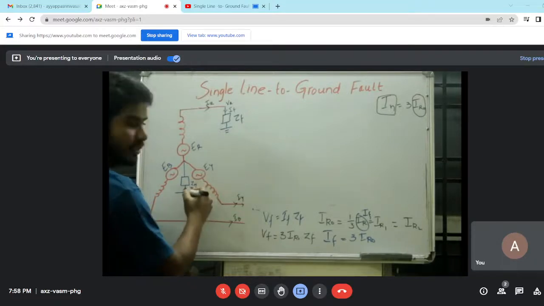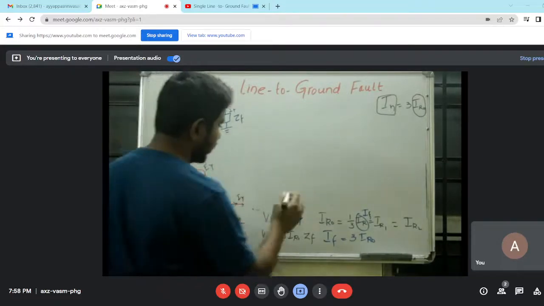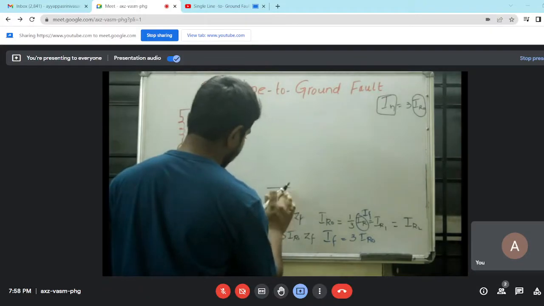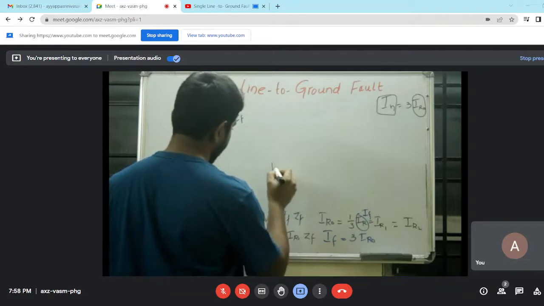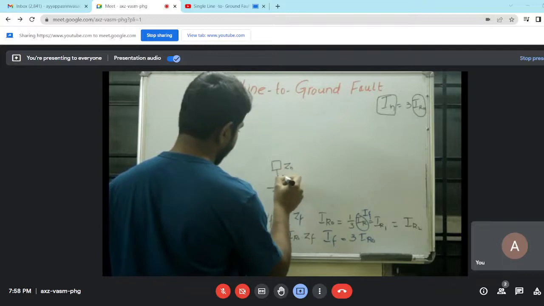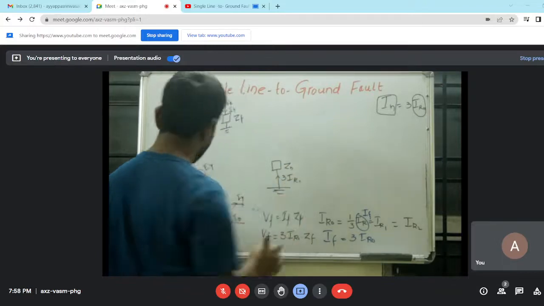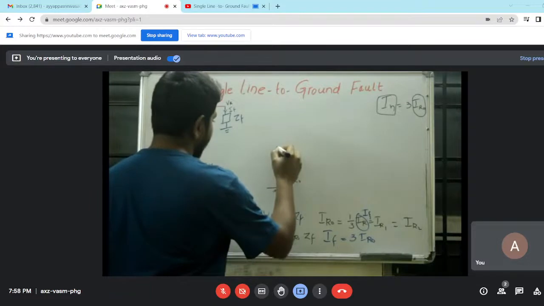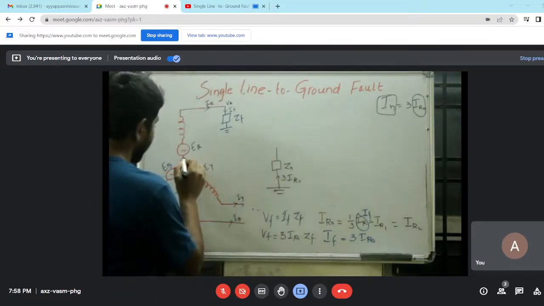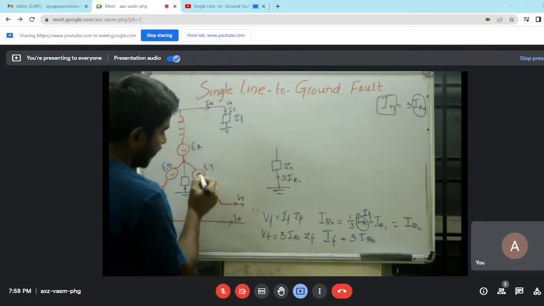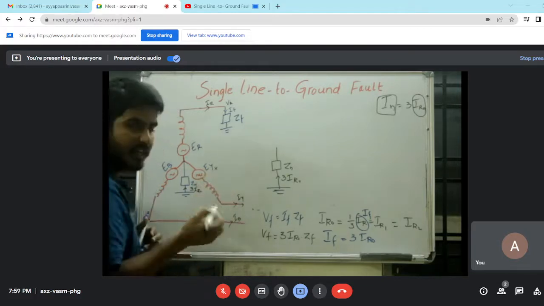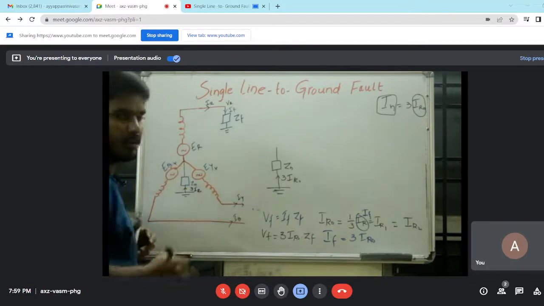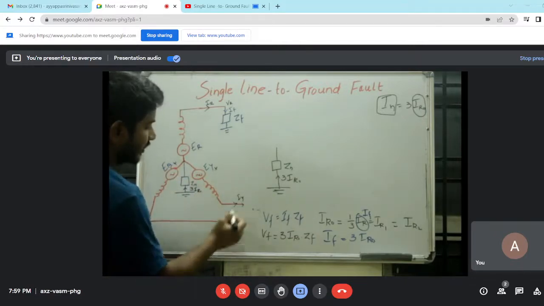If we start our equivalent diagram from the neutral, let me say this is your ground. From here I am having an impedance, let me say this is Zn, and the current flowing here is 3 times IR0, right? Now going forward, as there is no current flowing in this circuit, your EY cannot be considered, and your EB also cannot be considered as they are open circuited.